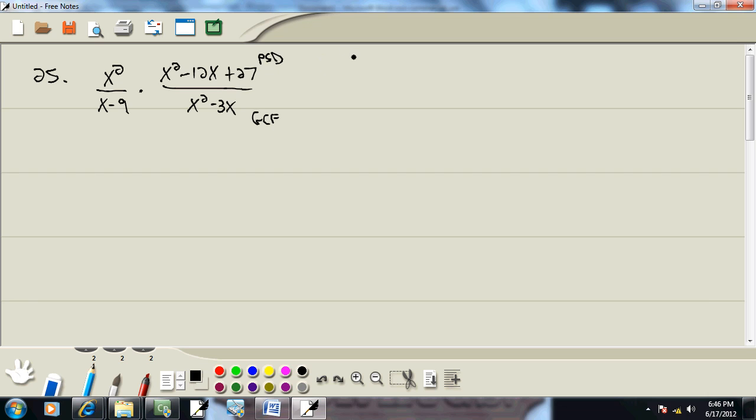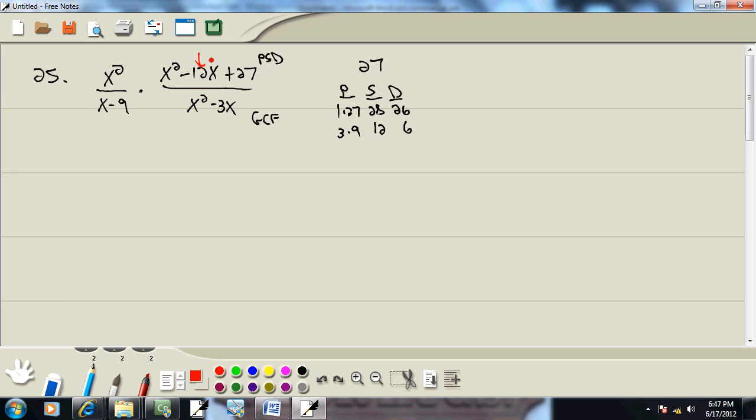Now for the PSD, let me show the steps over here. The reason why it's PSD: we got x squared, x, no x, and there's no number for the x squared. We take the number at the end, 27, and we come up with our 3 columns. Our P column, all the products give us 27: 1 times 27, 3 times 9. Sum column, we add those two numbers together: 1 plus 27 is 28, 3 plus 9 is 12. The difference column, we subtract the smaller from the larger: 27 minus 1 is 26, 9 minus 3 gives us 6.